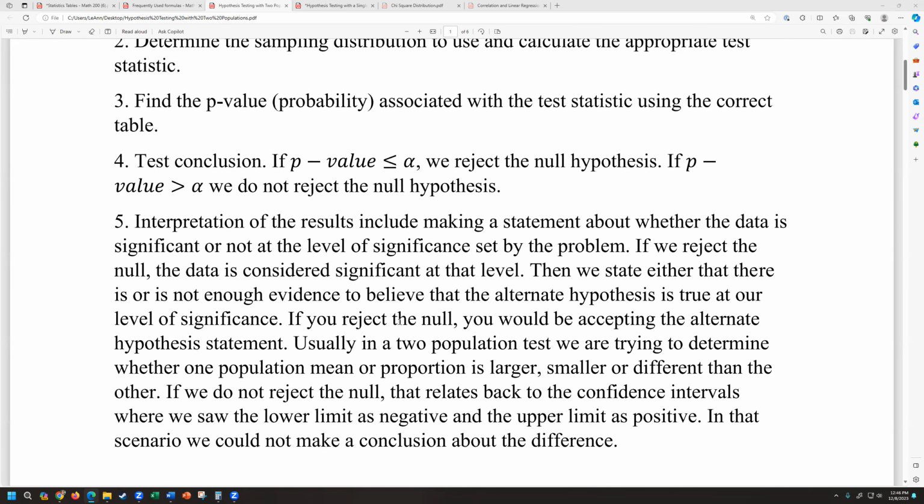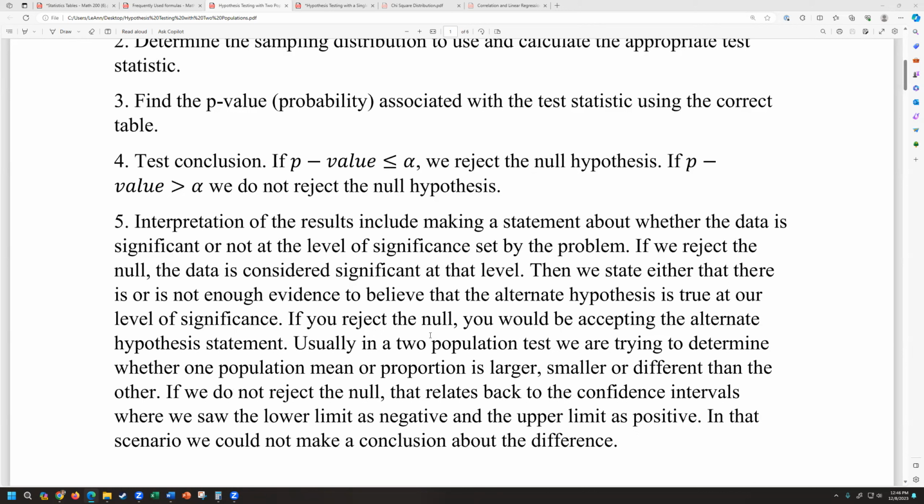And then there is the interpretation part. This one's a little different than just a single population. It includes making a statement about whether the data is significant or not at the level of significance set by the problem. If we reject the null, the data is considered significant at that level. Then we would state either that there is or is not enough evidence to believe that the alternative hypothesis is true at our level of significance. Remember, if you reject your null, you'd be accepting that the alternative hypothesis statement is true, again with a margin of error as always, or a possibility of errors.